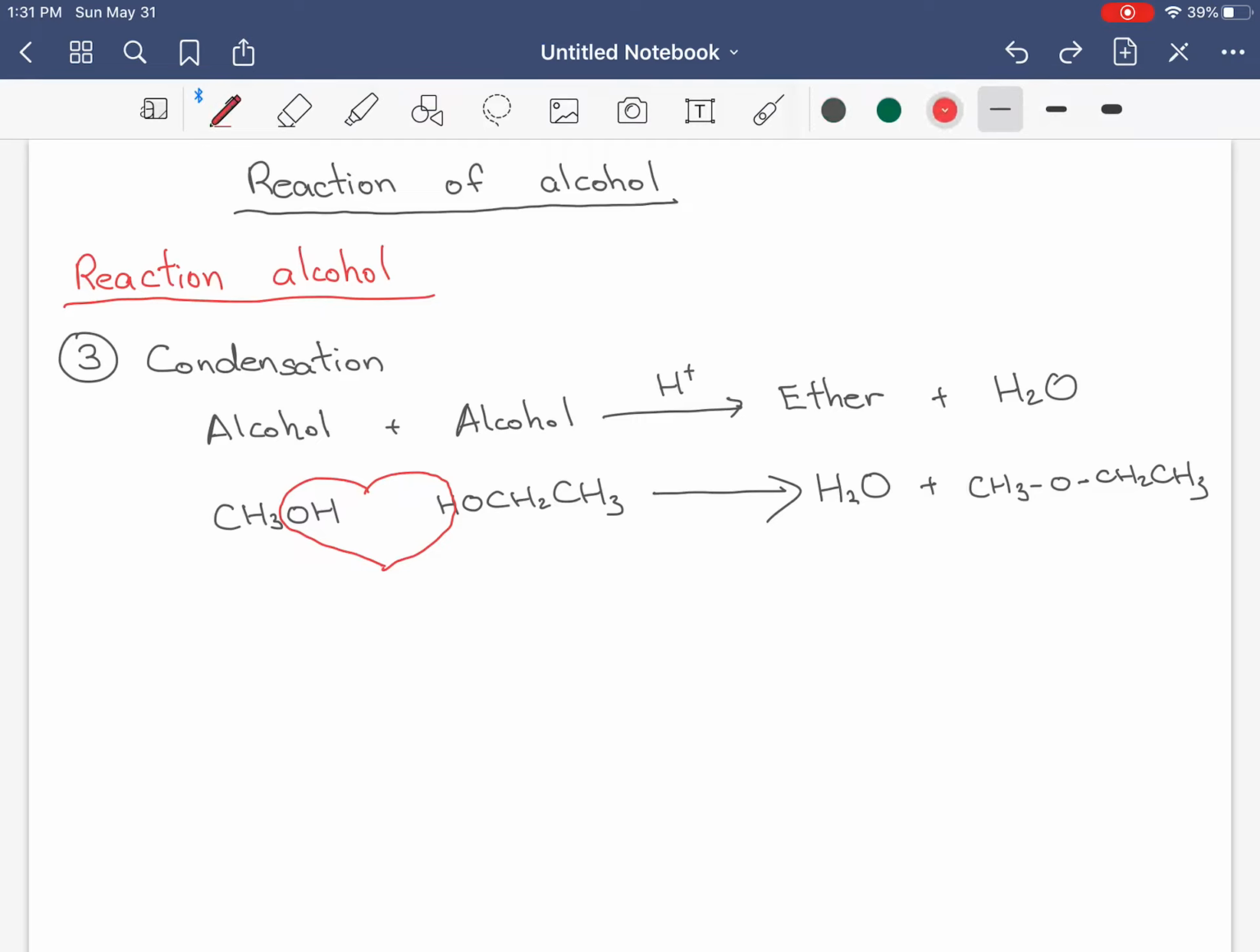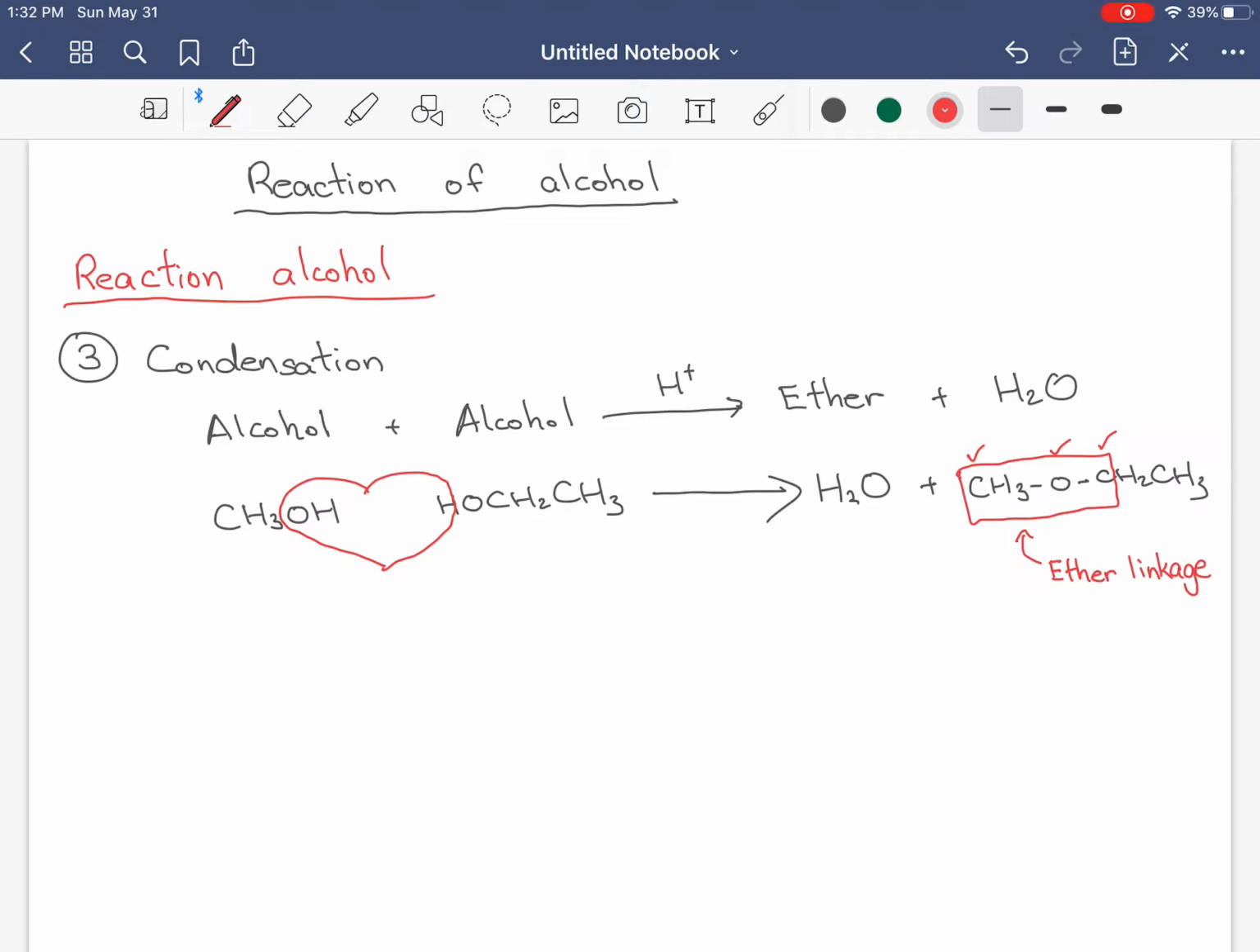This right here is what we call an ether linkage. It's actually specifically pointing to the C-O-C configuration. So that's an ether linkage. Now you've seen an ether linkage. I'm sure you've seen an ether linkage.